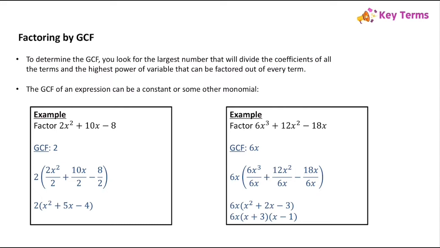So in this first example here, notice that all of these terms have a common factor of 2, which we can divide out. In the second example, notice that all of these terms have a common factor of 6x that we can divide out.